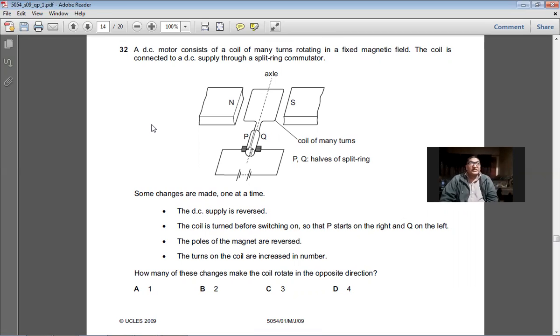So this is basically a motor. The question is, how many of these changes make the coil rotate in the opposite direction? The direction of the rotation should change. So the DC supply is reversed. Yes, that's true. And the coil is turned before switching on so that... no, that's not right. The poles of the magnet are reversed. Yes, that can also be the reason.